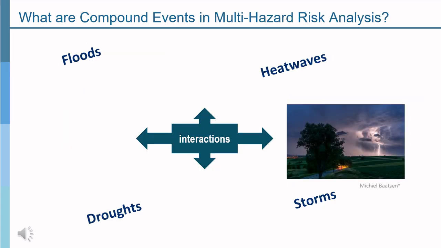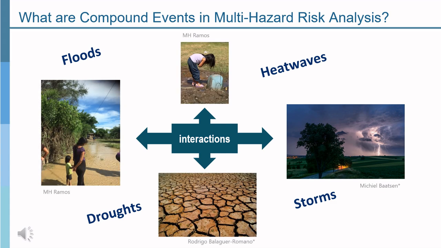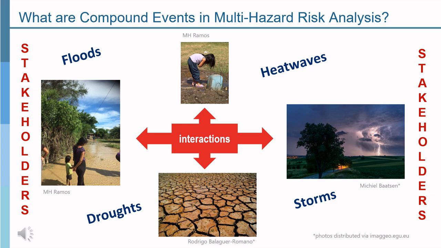Compound weather, climate, or hydrological events refer to combinations of multiple drivers or hazards that lead to potentially large impacts. Events can be related to extreme conditions, such as storms, heat waves, floods, and droughts, or to combinations of events that are not themselves extremes but lead to an extreme event or significant impact when combined. The focus on impacts brings stakeholders to the heart of the process, as they play a key role in identifying the impacts and the interactions among hazards that lead to a particular outcome.